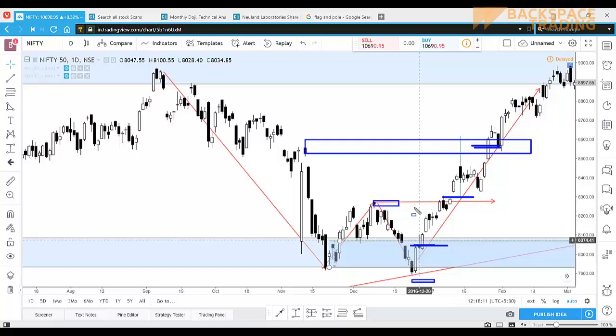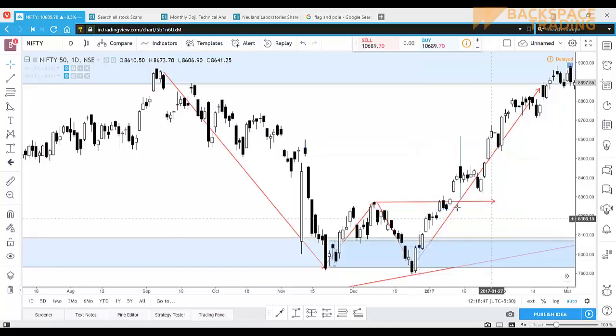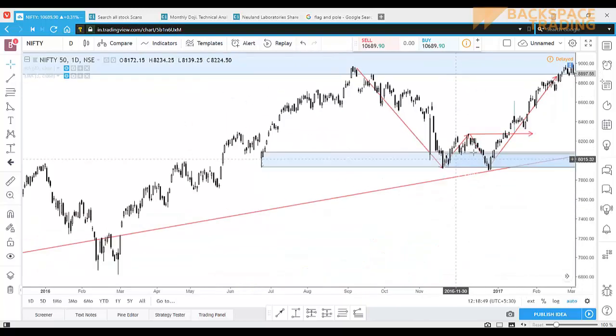Now you can enter this one with, there is no pullback, right? You didn't get a pullback over here. Even the pullback did this, it didn't touch your zone. So even for that you couldn't enter. Now this is double bottom.